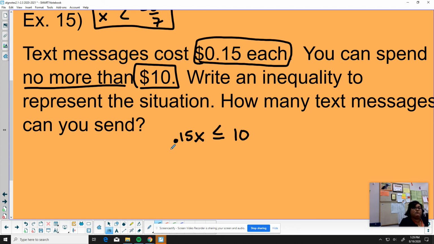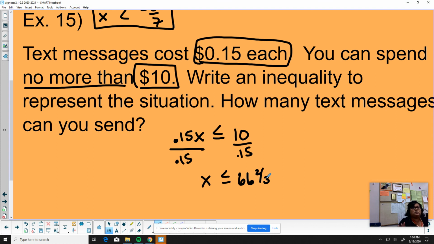All right, so to solve this, I divide by 0.15. There's no flip because I divided by positive 0.15. And I don't know what that is. Let's put that in the calculator. 10 divided by 0.15 is 66 and 2/3, or 66.6 repeating.